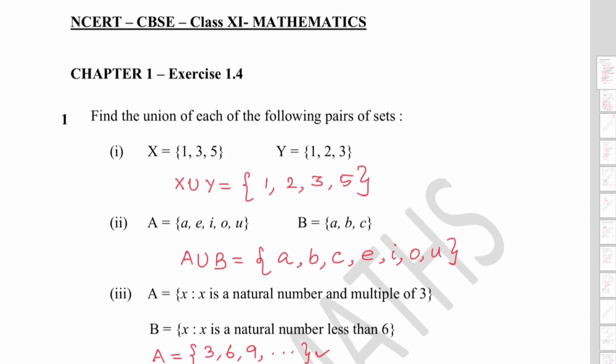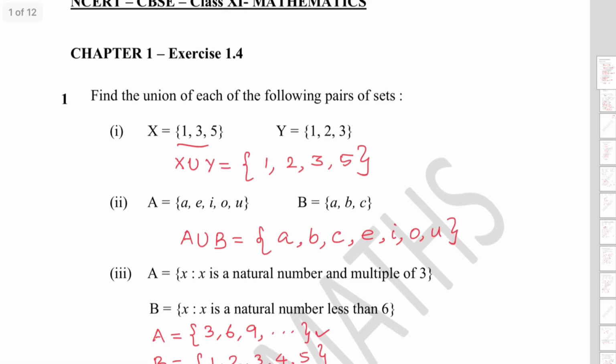Okay, now let us discuss exercise 1.4. Find the union of each of the following pairs of sets. So we have set x is equal to 1, 3, 5 and set y is 1, 2, 3. So union of sets means you collect all the elements in both the sets. So x union y is 1, 2, 3, 5.